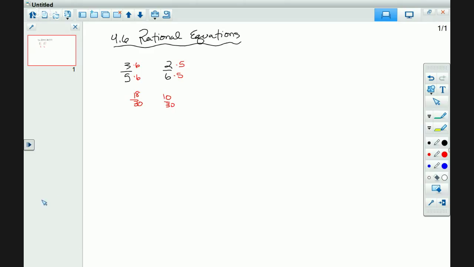Let me give you another one here. If you just multiply the denominators, you're going to get a fraction you have to simplify, right? So what can I multiply these by to get 20? You want to get 20, right?